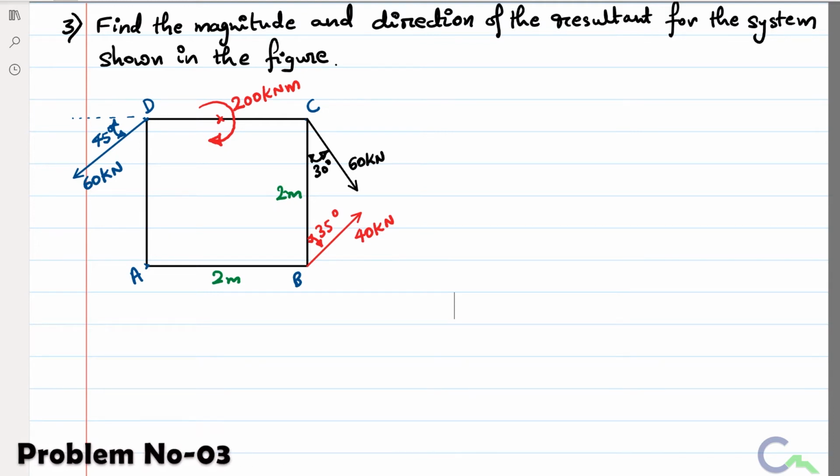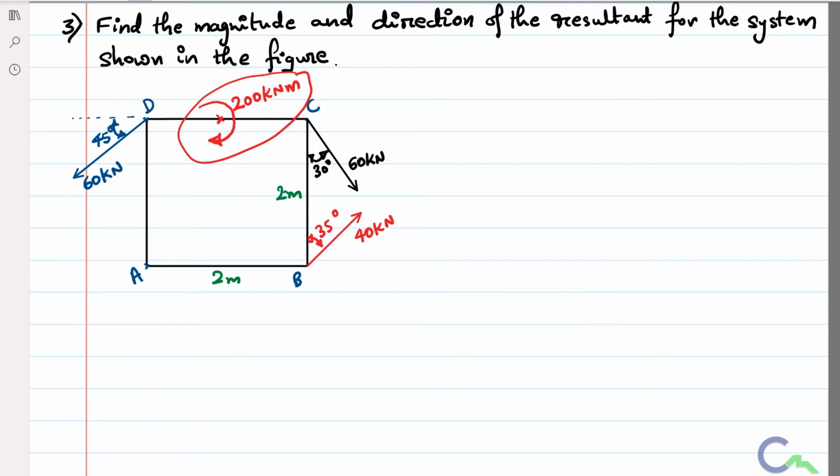Hello everyone, in this video tutorial I am going to explain a few more problems on coplanar non-concurrent force system. Here we have our third problem. Find the magnitude and direction of the resultant for the system shown in the figure. It is the same as the previous problem, but they have given one extra moment in this question. We have to take it into consideration while locating the resultant.